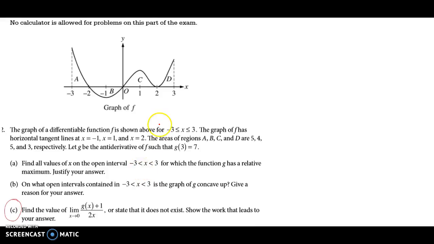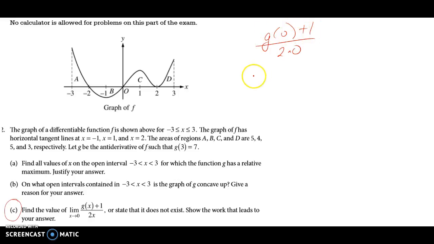Alright, so for part C for this problem, we had to determine the limit as x approaches 0 of g of x plus 1 divided by 2x. Remember, whenever we evaluate a limit, the first thing we try to do is just plug it in. So that means we have to do g of 0 plus 1 over 2 times 0. Well, we already see that we get division by 0, which is a problem, but before we can go any further, we really need to know what's going on in the top. So we have to evaluate g of 0.